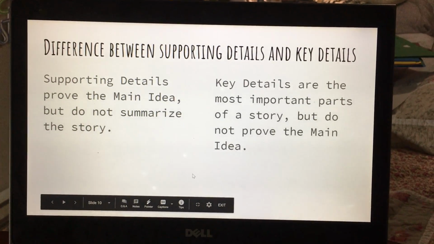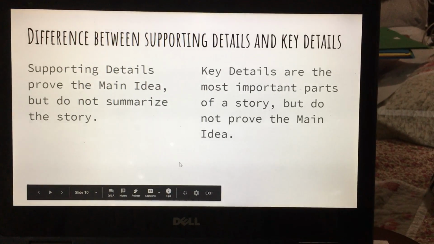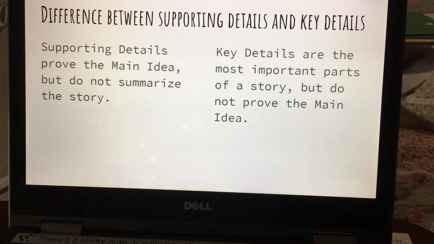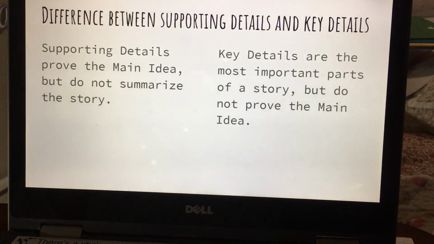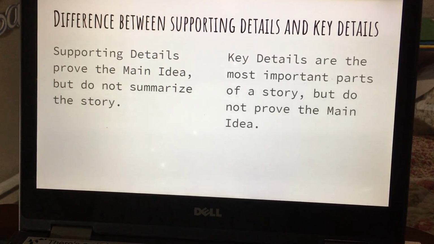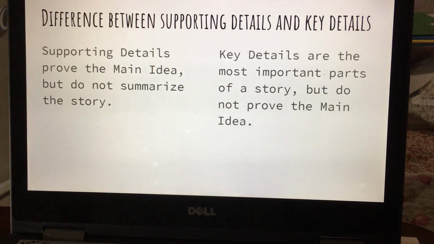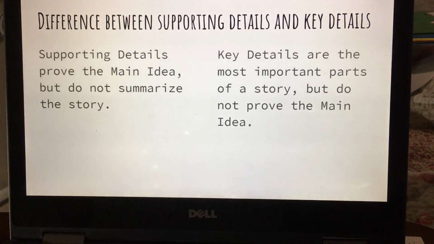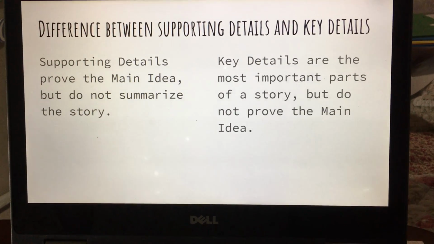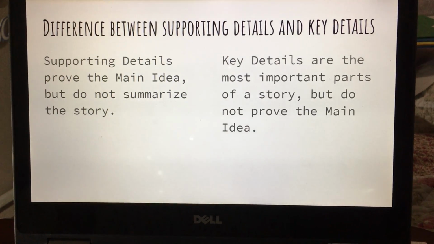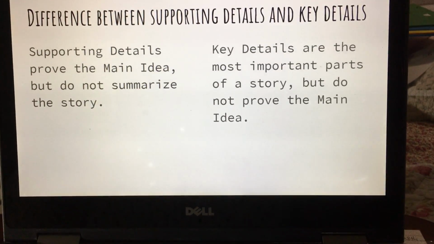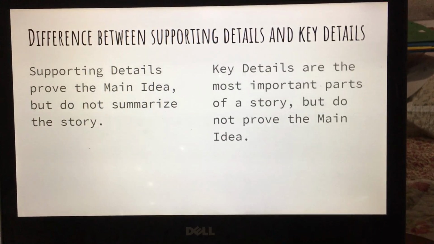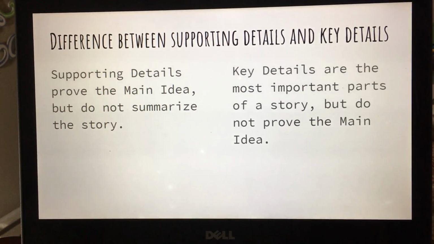Okay, now here's something. The difference between supporting details and key details. Supporting details prove the main idea, but they do not summarize the story. They are not part of the summary of a story. They don't give any important details. Key details are the most important parts of a story, but do not prove the main idea.